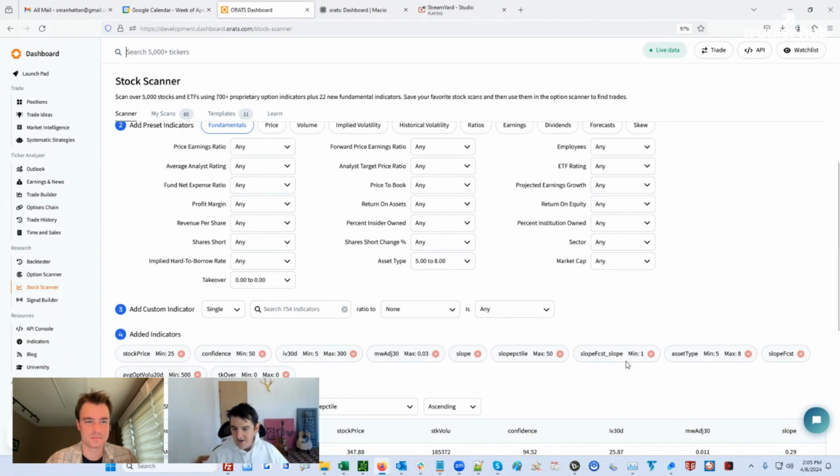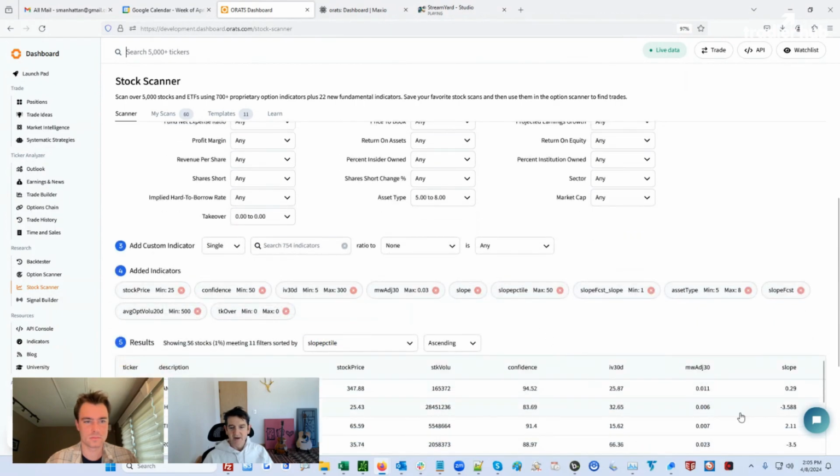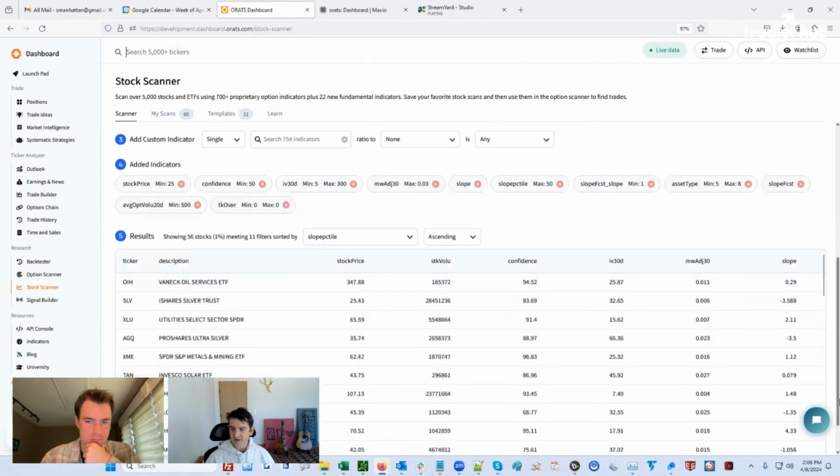And so, the slope forecast, I want that to be a minimum of 1. So we're looking for something that's forecasted higher. And then the slope percentile. So that's what I'm sorting on. And so if you look at slope percentiles, I don't really want to trade at oil or silver, but XLU looks interesting. That slope is the percentile. Let's take a look at it.